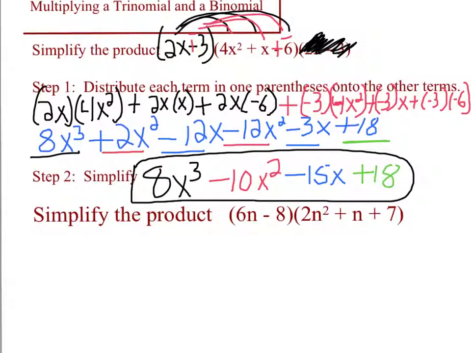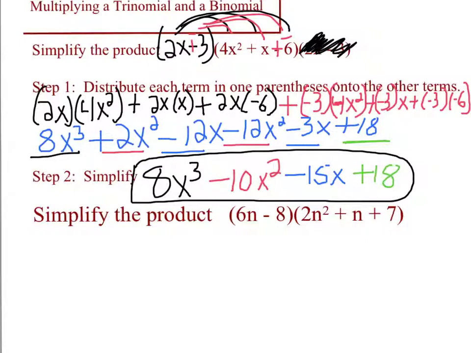If you look at what I did here, I took 8x to the third, I put it here because it had no partner, and then I took the 2x squared and put it with the negative 12x squared, and I got this. And then I took my negative 12x and my negative 3x and put that together and got negative 15x, and the 18 has no partner, the constant just comes down.